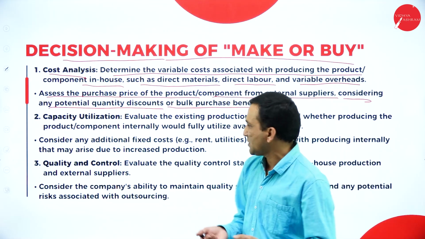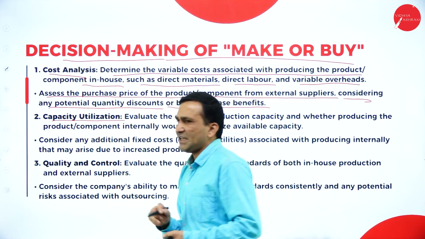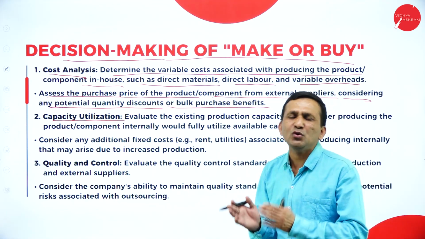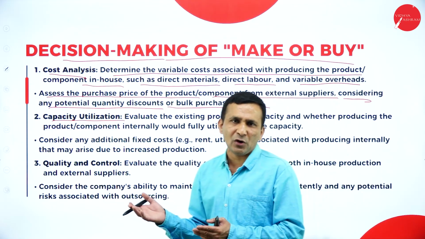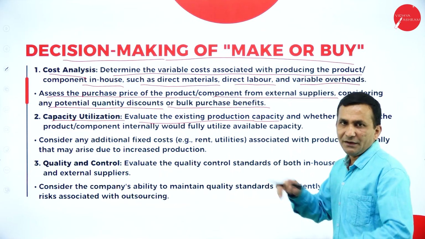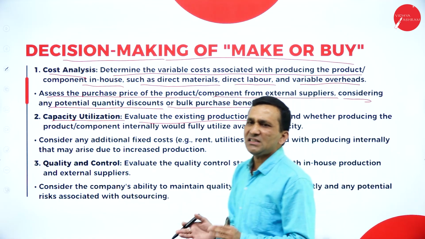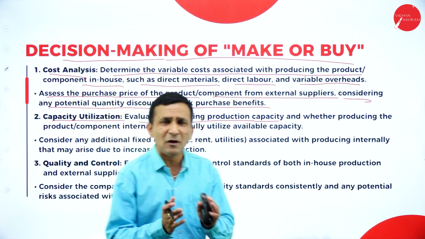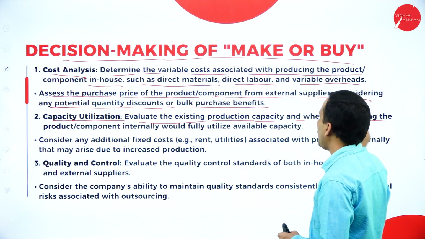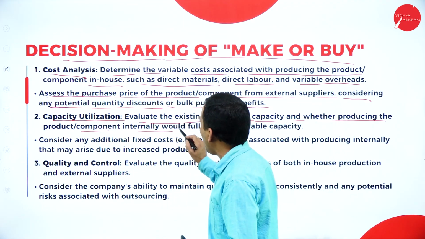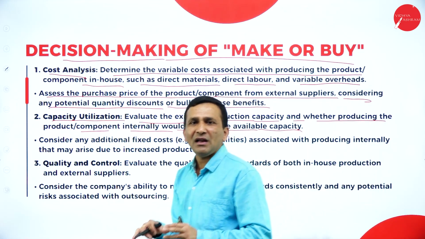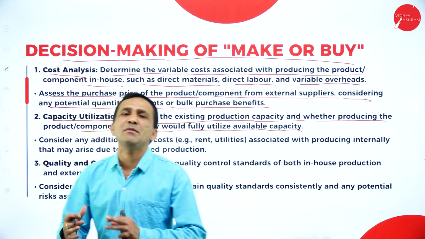Keeping in the variable cost. Next point, capacity utilization. So what resource do you have? If there is any maximum optimum utilization of resource to increase the productivity, we need to evaluate the existing production capacity. Evaluating, we need to find out if there is any space, or a machine, that makes it possible to produce more product. Research whether producing the product or component internally would fully utilize available resource. With all the available resource, we are trying to get maximum benefit.